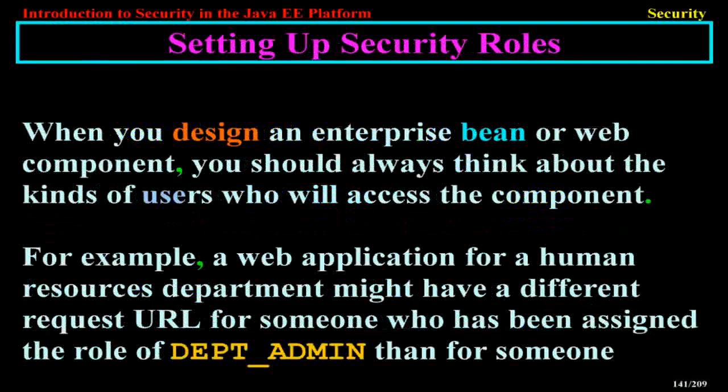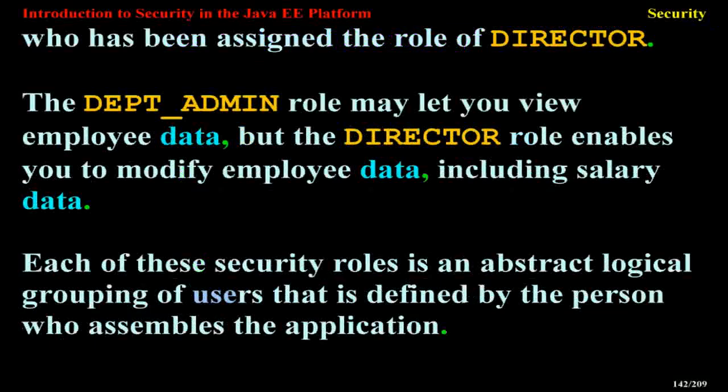Setting Up Security Roles. When you design an enterprise bean or web component, you should always think about the kinds of users who will access the component. For example, a web application for a human resources department might have a different request URL for someone who has been assigned the role of department admin than for someone who has been assigned the role of director. The department admin role may let you view employee data, but the director role enables you to modify employee data, including salary data. Each of these security roles is an abstract logical grouping of users that is defined by the person who assembles the application.